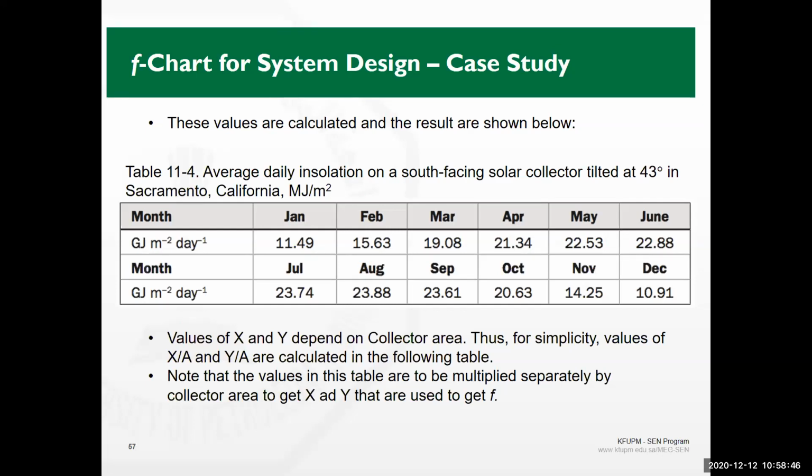The values of X and Y are going to depend on the collector area. So we are going to calculate X and Y, and they are going to be again tabulated in a table. Remember that we are doing it for every month alone. In the previous example, we did it for March. Here, based on the data given, you are going to do it in every one of the months of the year.